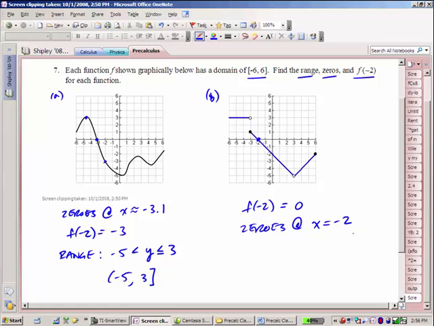Okay, so Tom and Max actually gave us the same answer. All right. Range. We need to be careful.